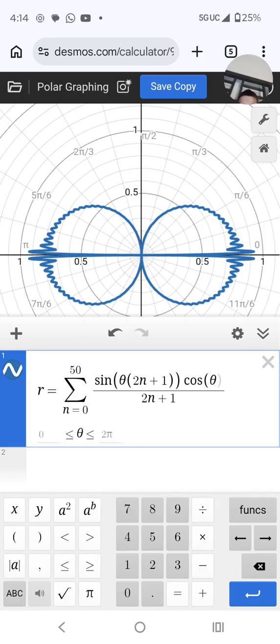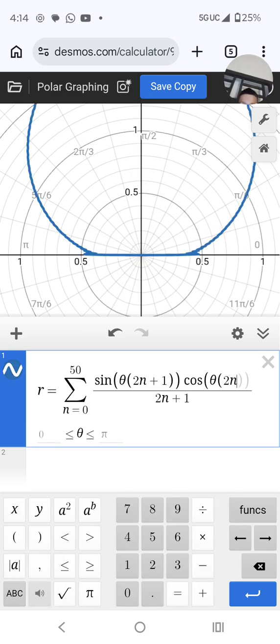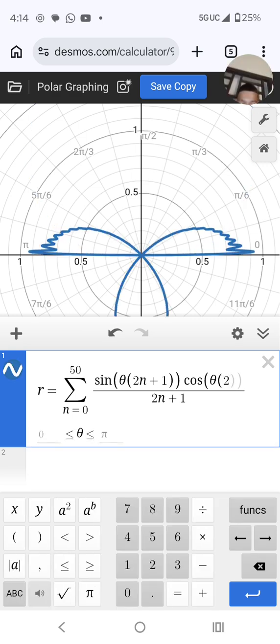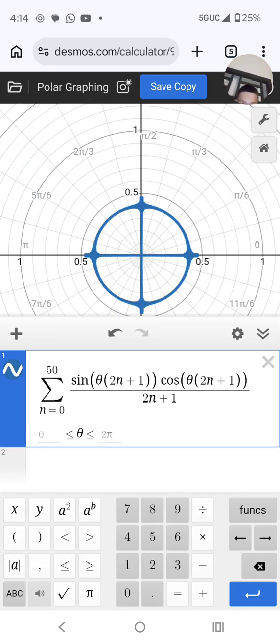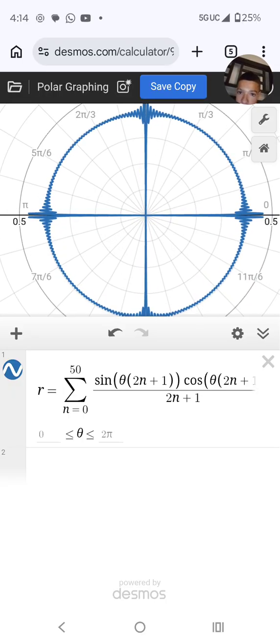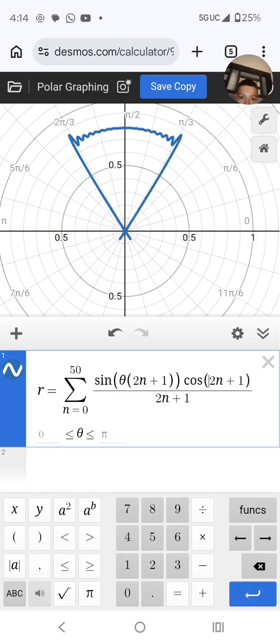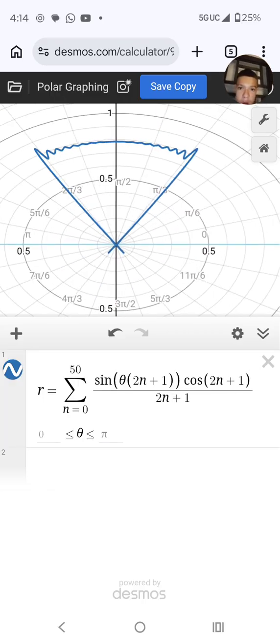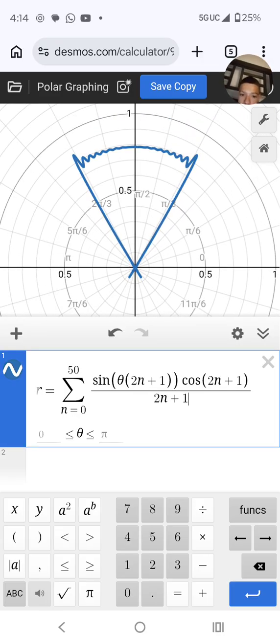Cosine theta times 2n plus 1. And now we have a graph that's like this. This is some Fourier series, but it's polar.